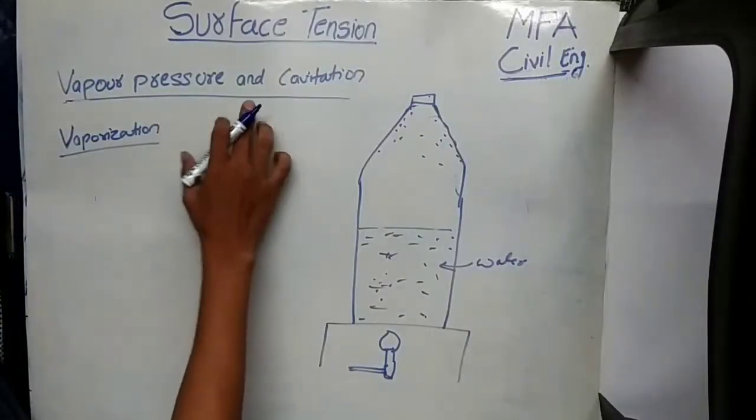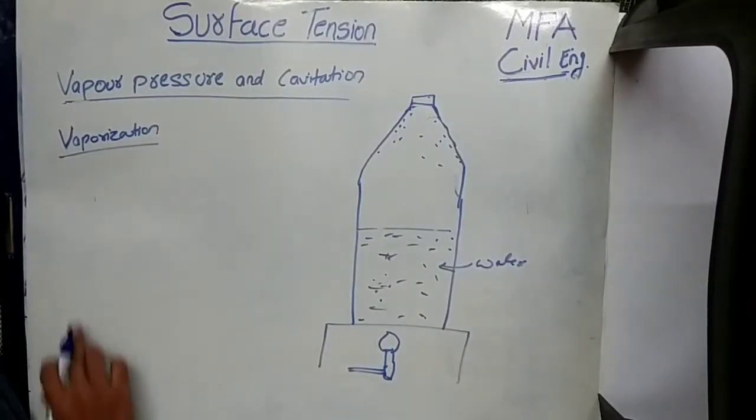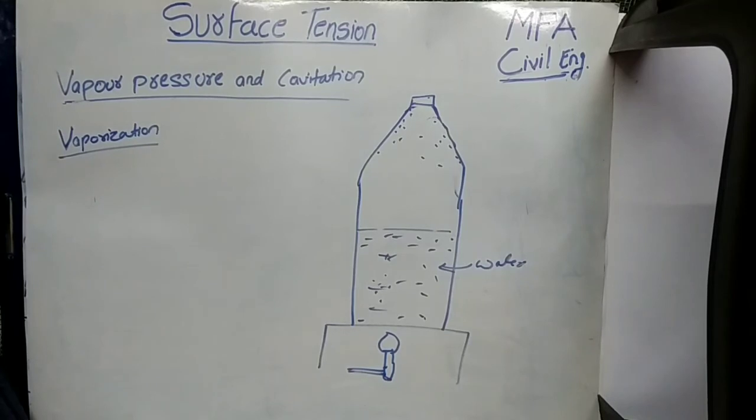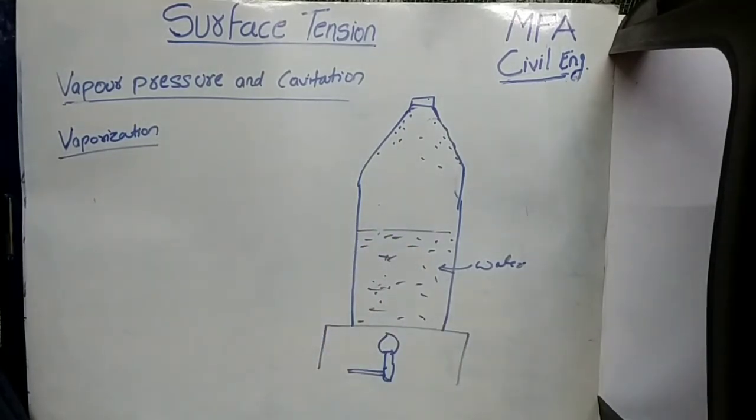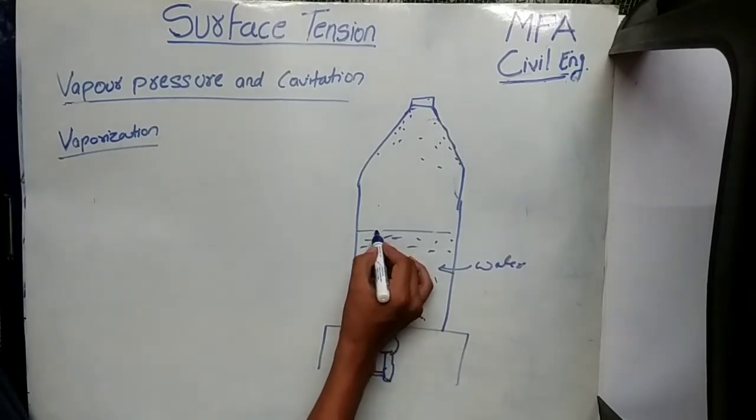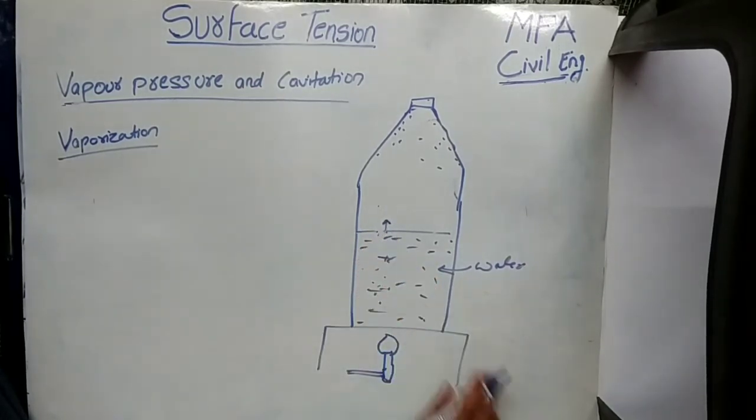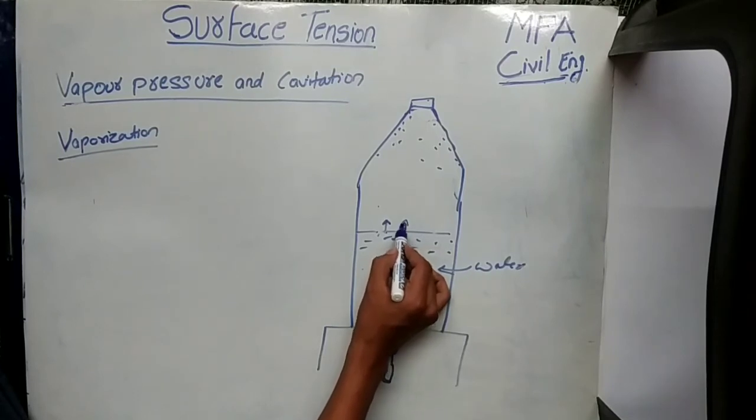Now vapor pressure and cavitation. First of all, let's understand what vaporization is. The change from a liquid state to the gaseous state is called vaporization. Vaporization generally occurs due to a continuous escape of molecules from the liquid surface.